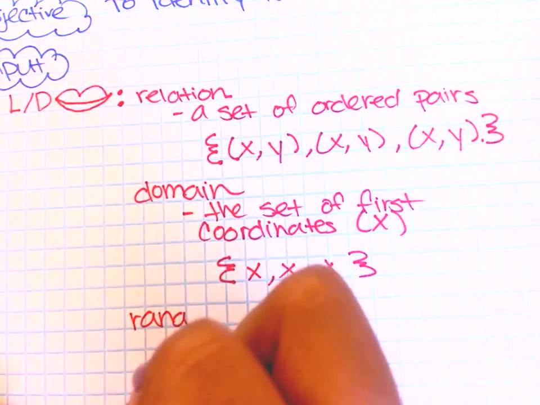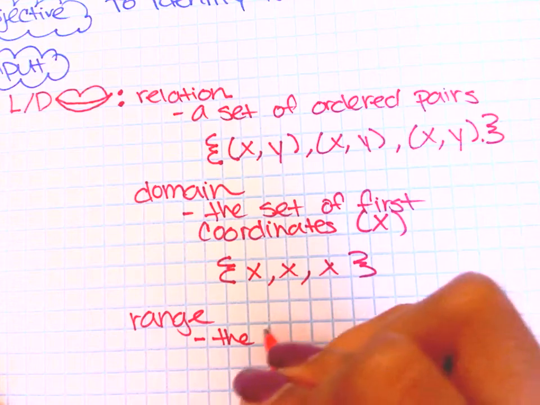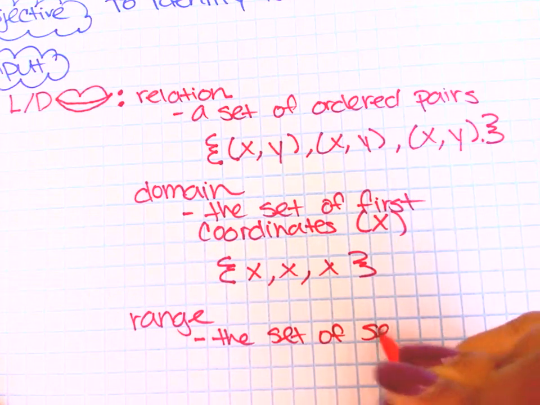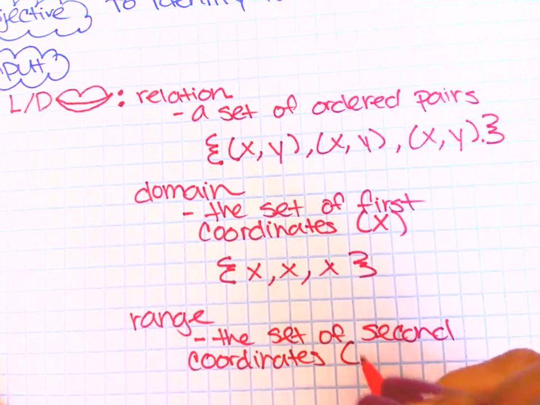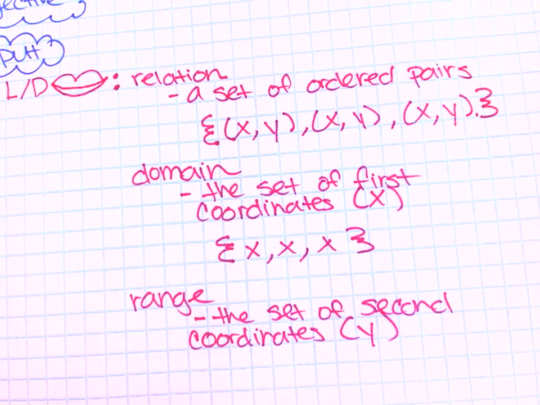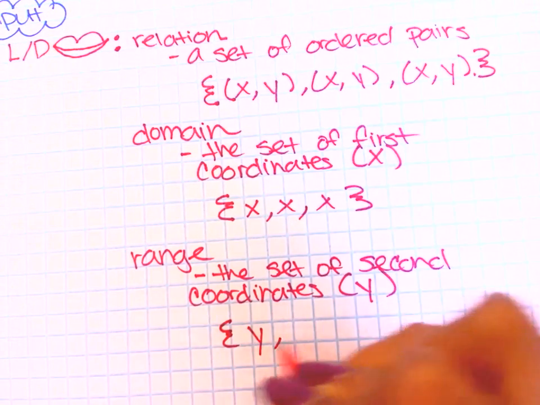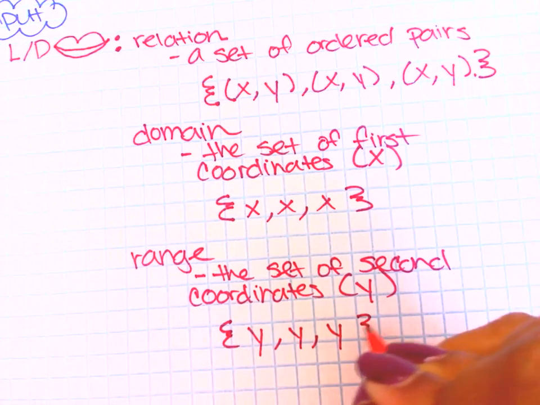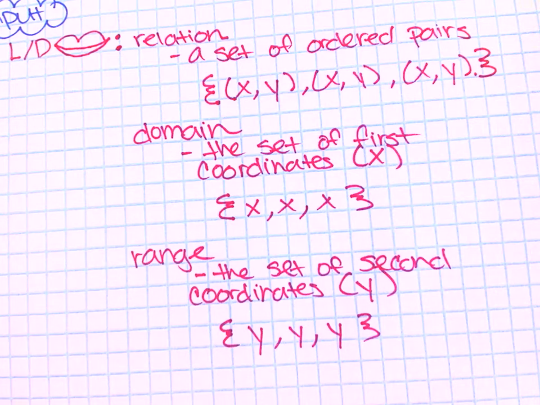So by process of elimination, let me think, I wonder what the range is. The range is the set of second coordinates. Exactly. It's the y. Write it down, please. Everything. So again, it'll look like a little set, and it'll be all the y's that you find in the function. So the relation is the set together, x and y. The domain is the x's. The range is the y's.